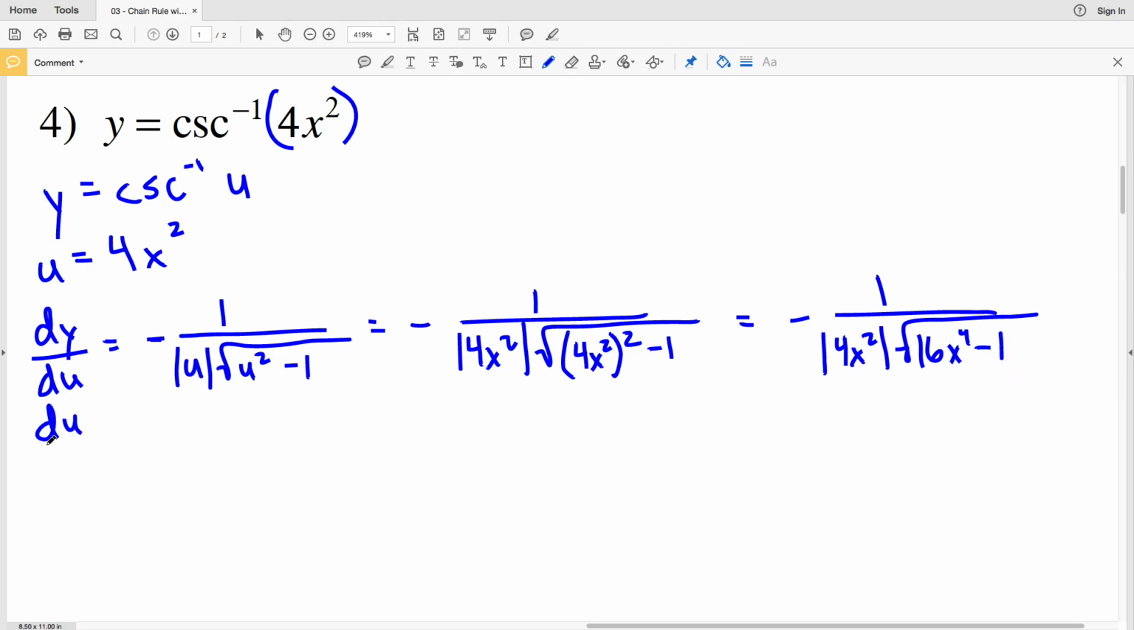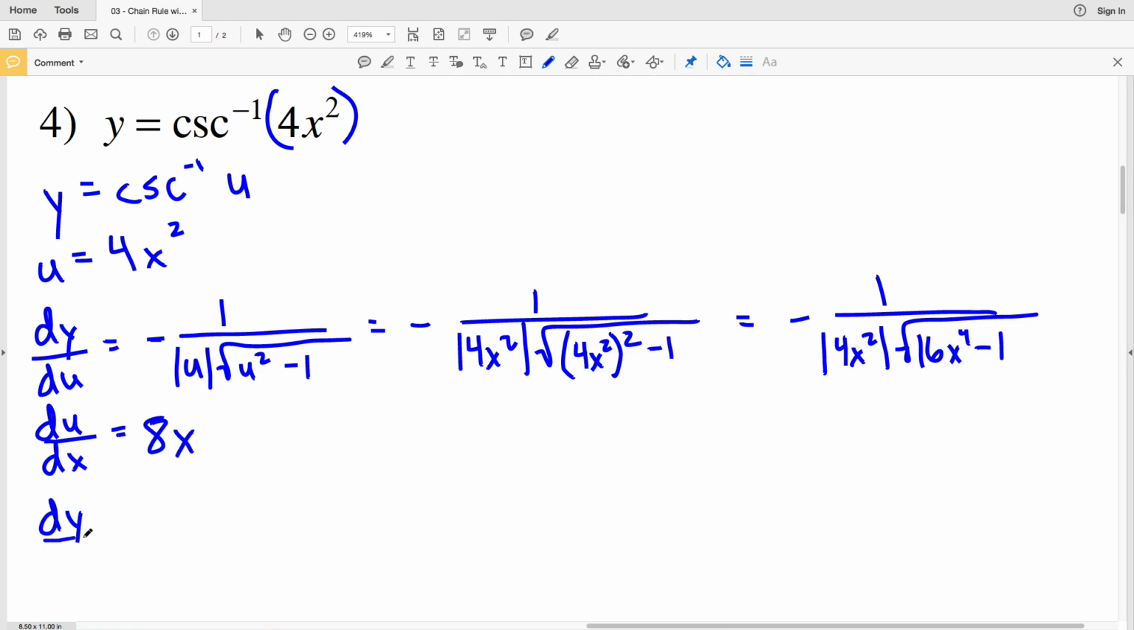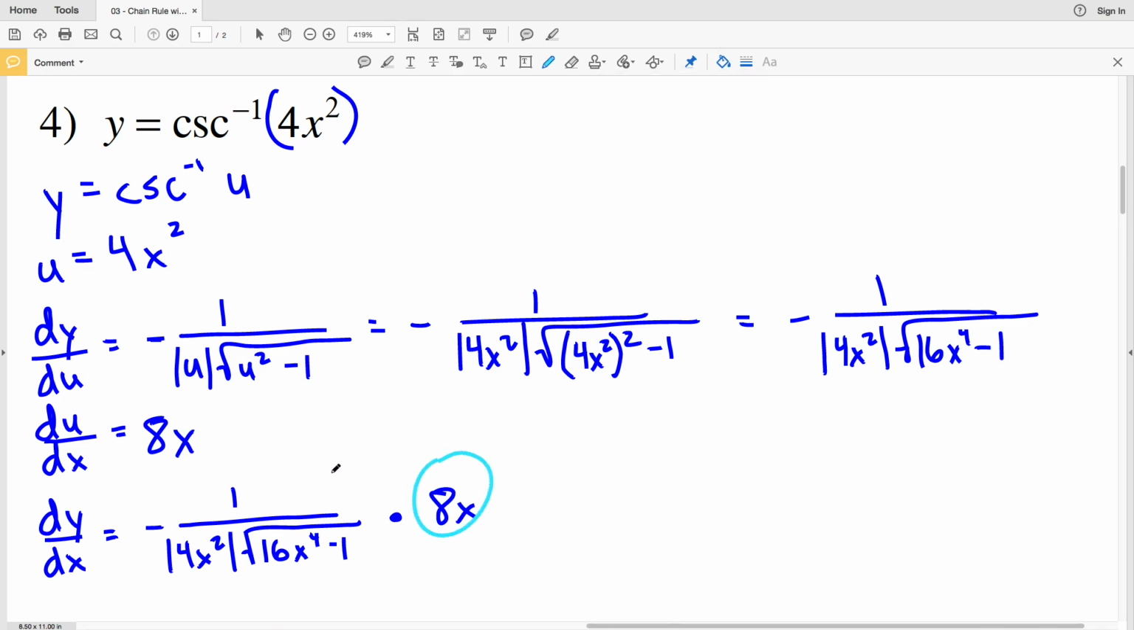And when we find the derivative of u with respect to x, that's going to be the derivative of 4x squared, which is 8x. So for the derivative of y with respect to x, we're multiplying the derivative of y with respect to u times the derivative of u with respect to x. So that's going to be negative 1 over the absolute value of 4x squared times the square root of 16x to the 4th minus 1, times 8x.